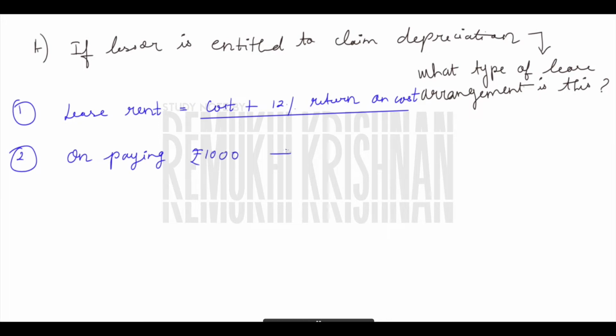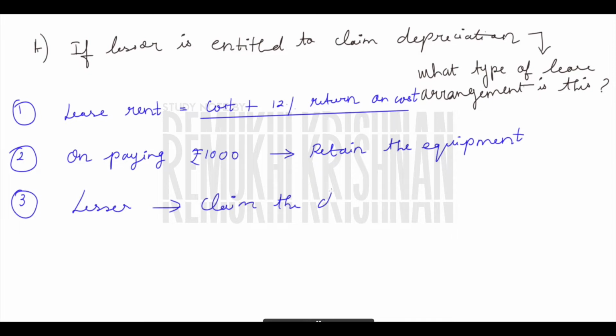Let us go on to the second point. On paying rupees 1000, the lessee can retain the equipment with him. If you recall, we have seen this point: at the end of the lease period, the lessee has an option to retain the asset by paying a minimum value. That means at the end of the lease period, the lessor would already have covered the entire cost plus the return on the asset. So by paying a very minimum or negligible sum, the lessee can have the asset with him.